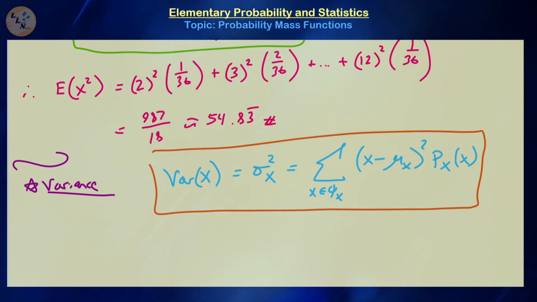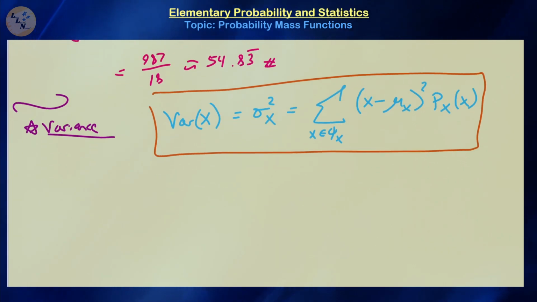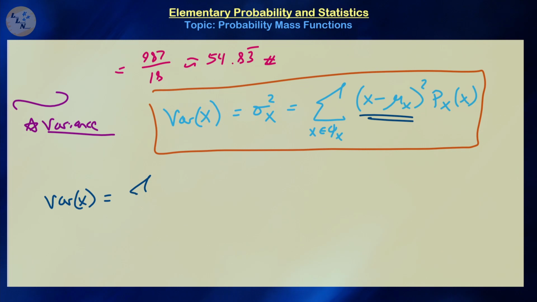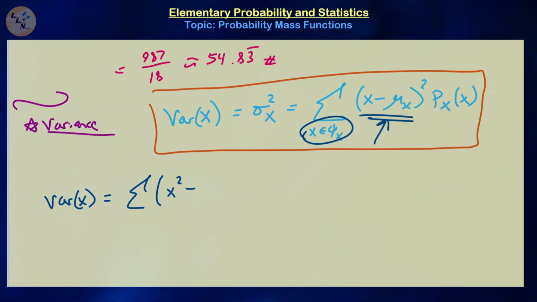So this formula is a little bit complicated though. So let's actually work through a nice little proof of a nicer way to represent this. So we know how to FOIL, right? The variance of x is going to be equal to, I'm just going to write the sum because that's not going to change. I'm going to FOIL that inside. We should already know how to do that. So x squared minus 2 mu x plus mu x the quantity squared times px of x.